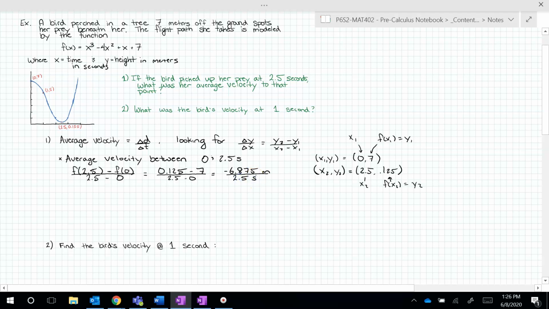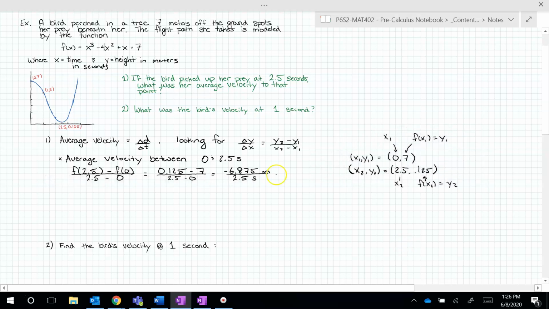So my average rate of change here, and I'm going to move this over just a little bit because I need some extra room to write here because I already have the template set out. This is negative 2.75 meters per second. That should be an S, not a 5.